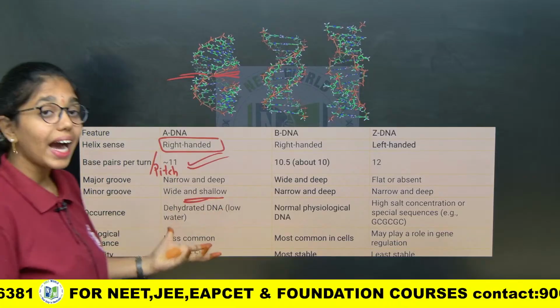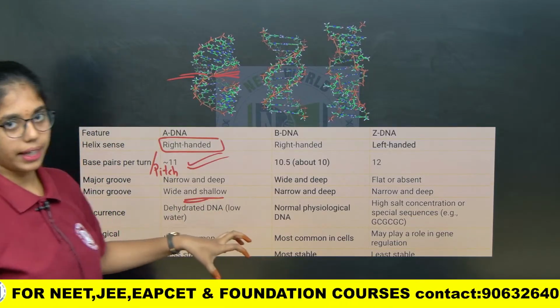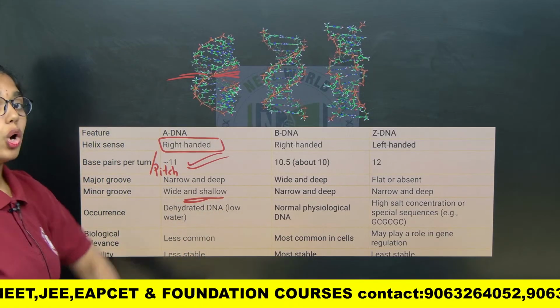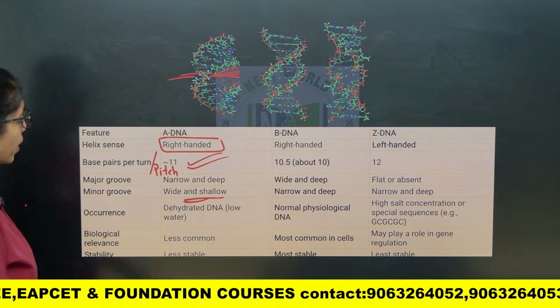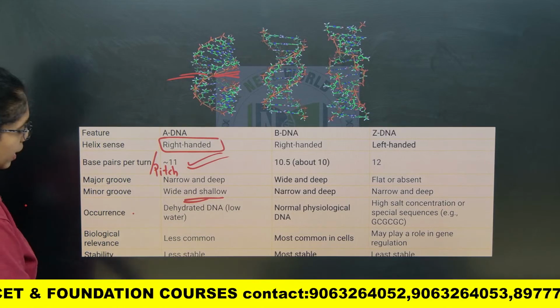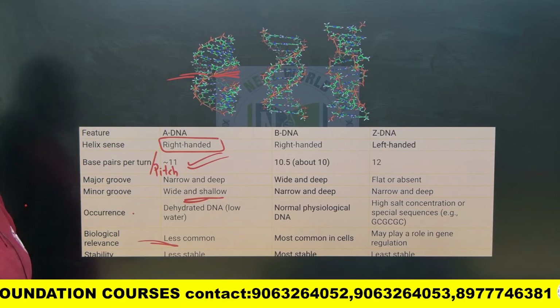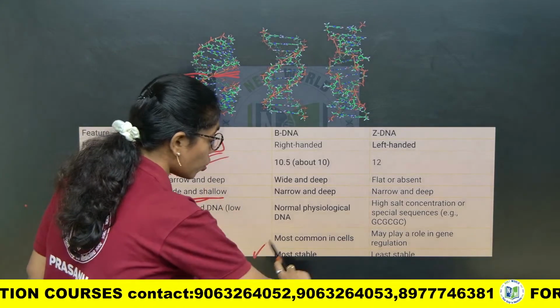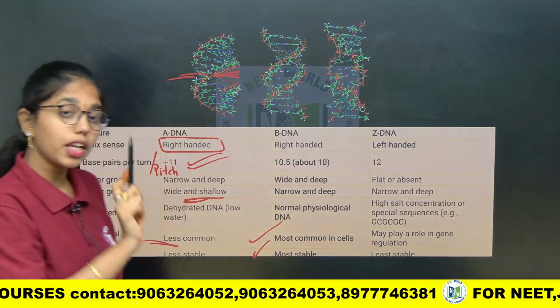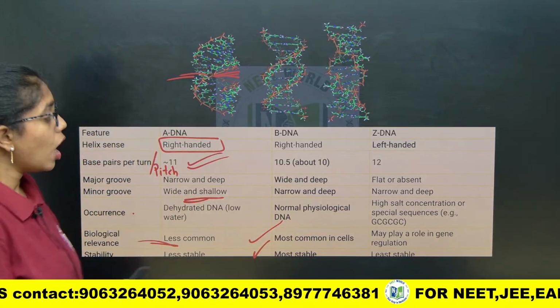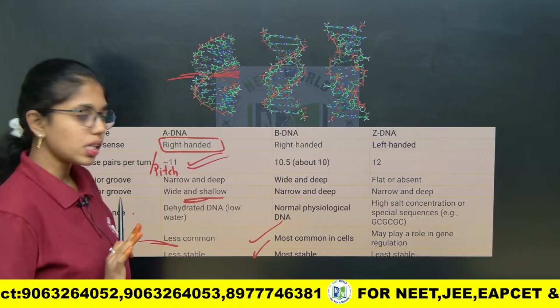Mostly in dehydrated or low water content conditions, where it is highly concentrated, there you can see the A type of DNA. And it is less common and less stable as well. B type DNA is more commonly seen, more stable. This is seen in all the human cells, most common in all the cells, eukaryotic cells you can say.